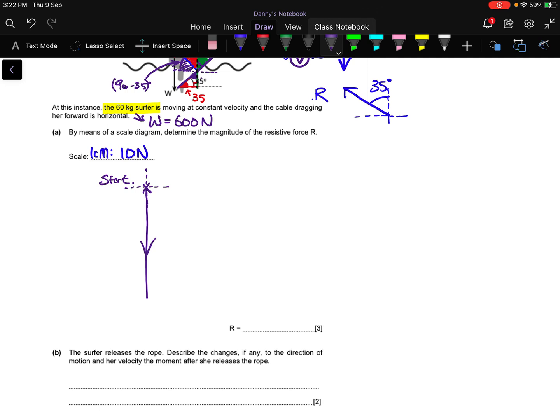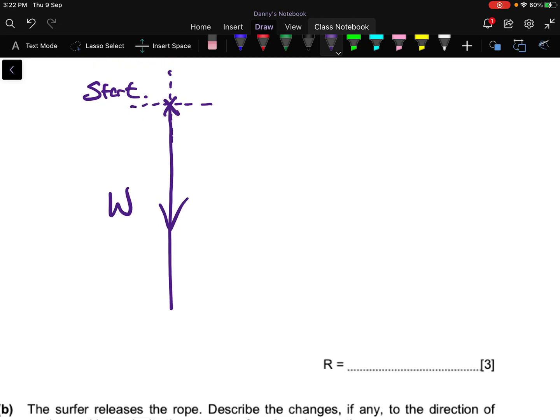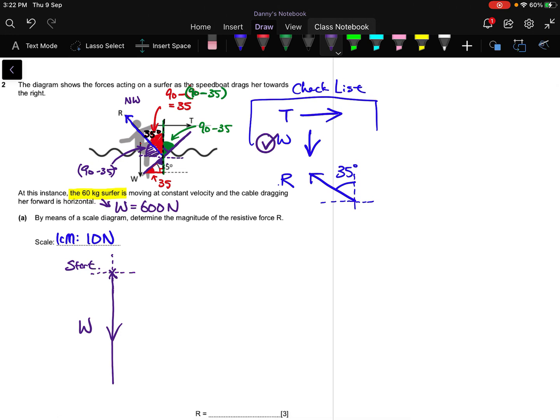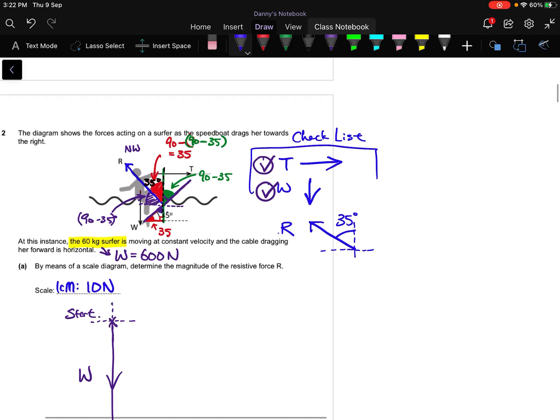Okay, then I'm done here. I will go and put W. For me, I don't have a ruler on my iPad, so I will just sketch it. For you, you go and draw. Then after that, the next thing that I can draw very easily is this T that is going to the east, right, and is horizontal.